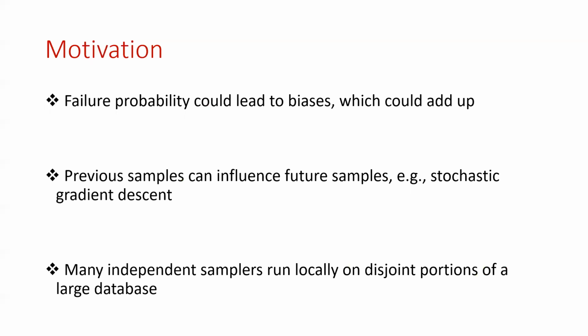The motivation for truly perfect sampling is that failure probability could lead to biases, which could add up. For example, if we have previous samples that influence future samples, then these biases could really add up. And this is especially salient in problems like stochastic gradient descent, where we really want unbiased samples. Similarly, we could have many independent samplers run locally on a disjoint portion of a large database. But then if we compile all these samples, then the overall distribution could be quite different than the true distribution if each of these independent samples have a small bias.